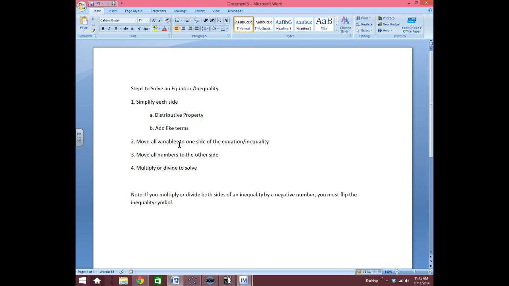Step two, move all the variables to one side of the equation or inequality. It doesn't matter which. Generally, people prefer to move them to the left, but you can move left or right. Just move them all to one side. Step 3, move all the numbers to the opposite side of the inequality symbol or the equation sign. And then step 4, multiply or divide to solve. And again, note, if you multiply or divide both sides of an inequality by a negative number, you must flip the inequality symbol. Okay, so let's look at some problems.